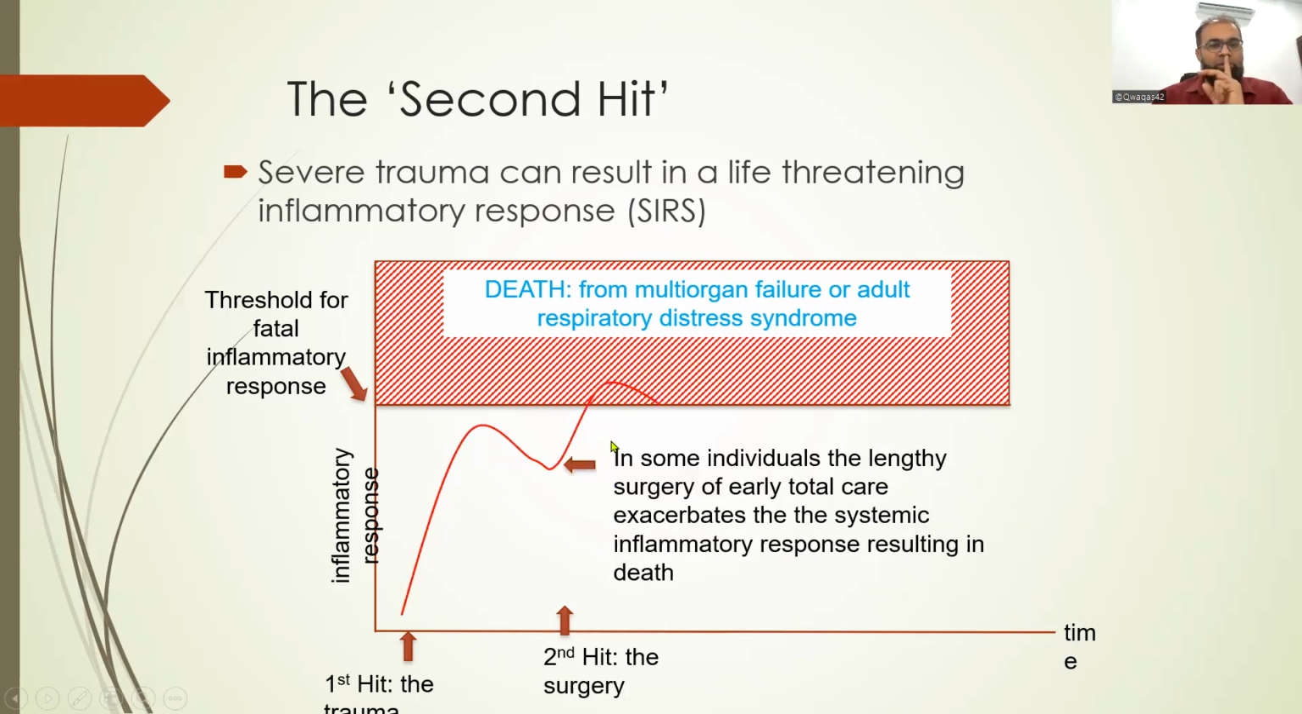So this is the bad response. Timing of surgery is very important. If you do the surgery early, when the patient is still recovering from the first hit, then the secondary response of the second hit will be too high, and the patient can die.